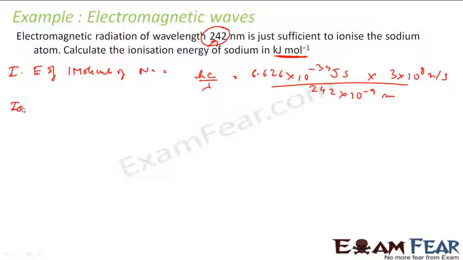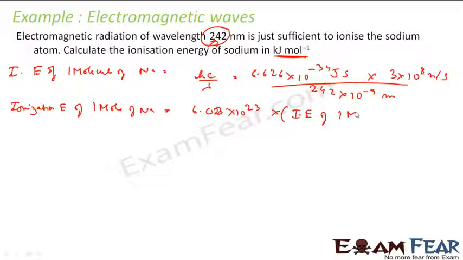I am talking about the ionization energy of 1 mole of sodium. 1 mole is nothing but 6.023 into 10 to the power 23 molecules. So this is nothing but this into the ionization energy of one molecule. Hope you understand this. Ionization energy of 1 mole of sodium is 6.023 into 10 to the power 23 into the ionization energy of one molecule, and that is here.